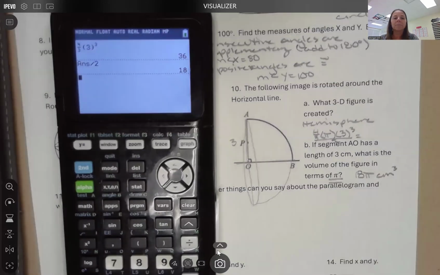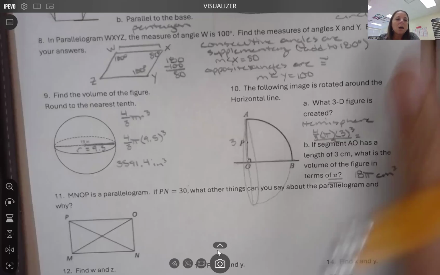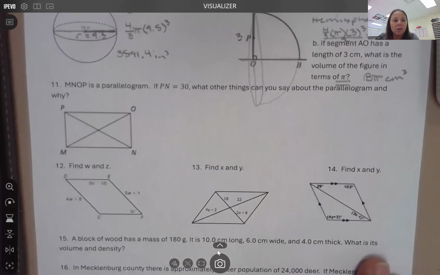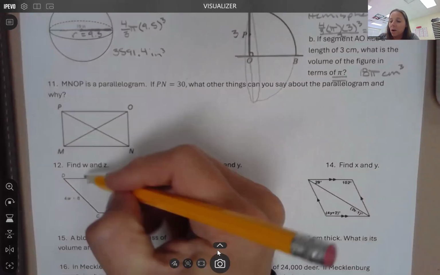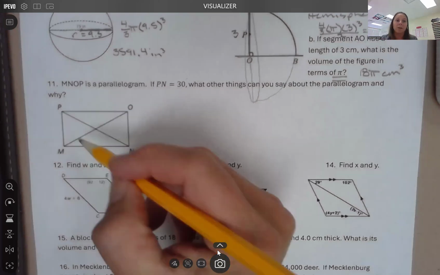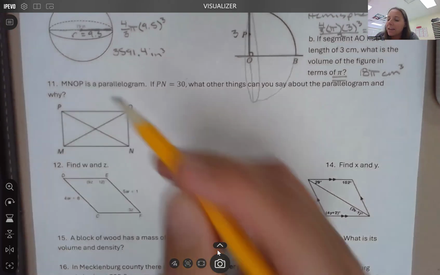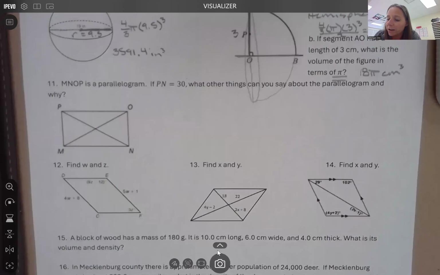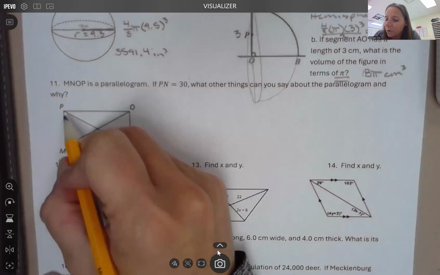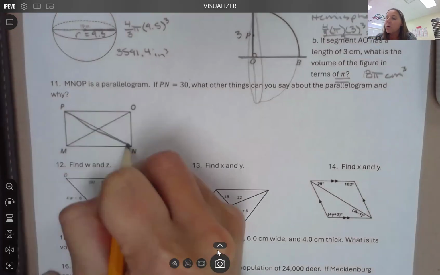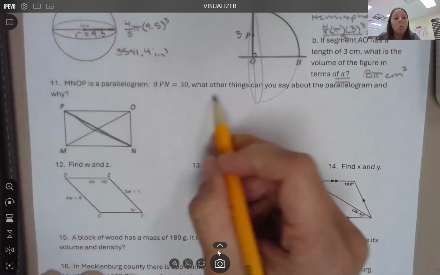All right, moving right along. Some more parallelograms. Okay, MNOP. Notice we went kind of around a different way. If PN equals 30, this is just kind of an open-ended problem. This whole thing equals 30. What are some other things you can say about the parallelogram and why?